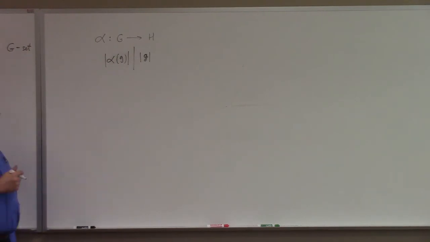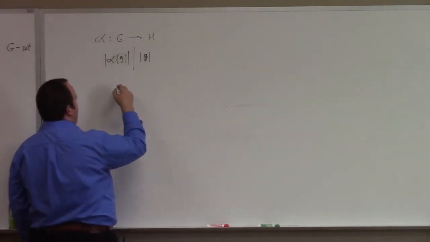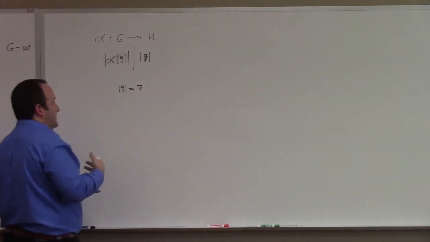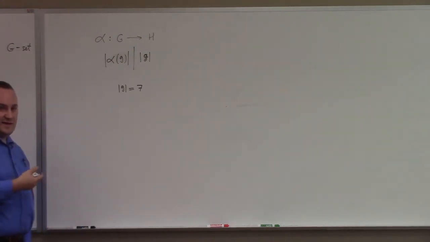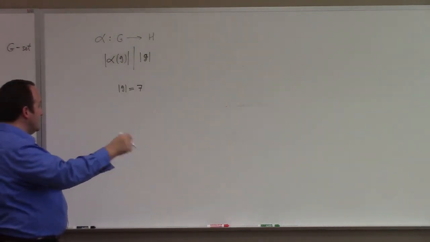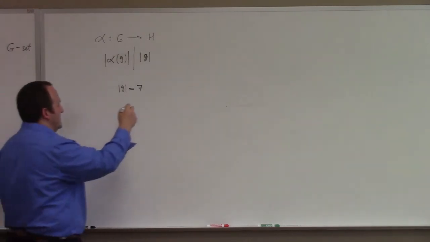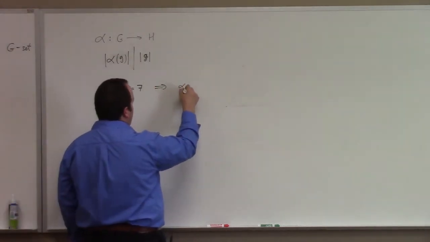So if you have an element G with order 7, then you have to be able to assign it to what? I mean, that implies that the order of its image has to be what?